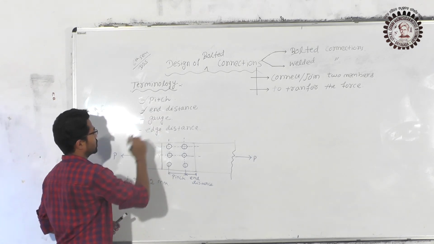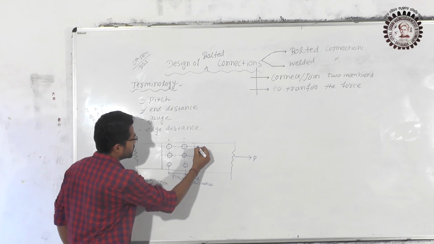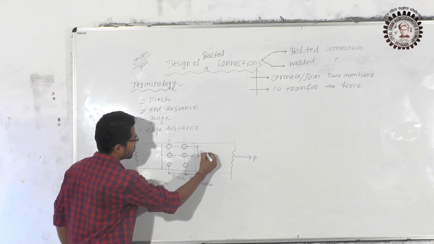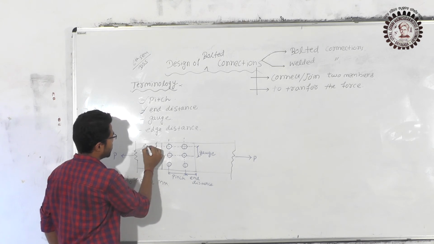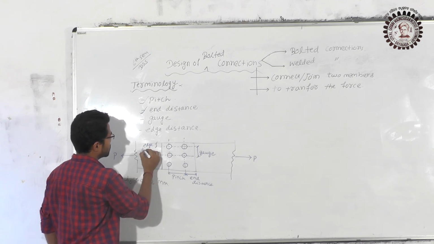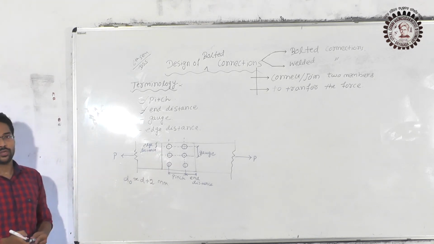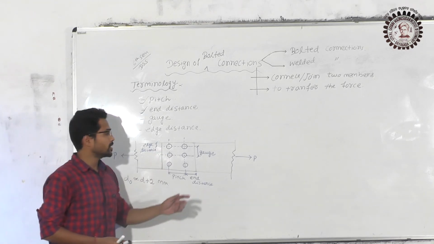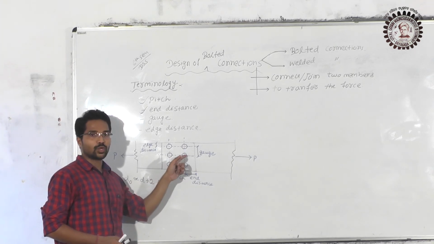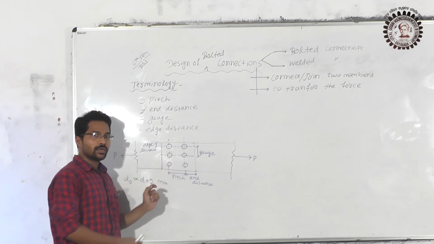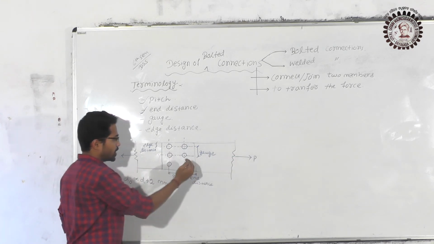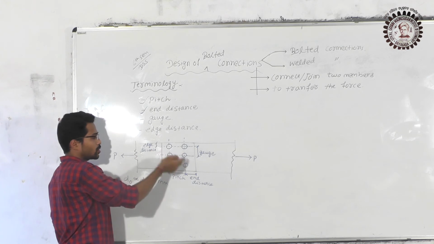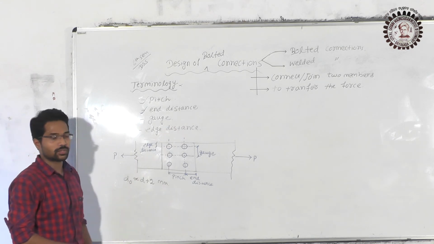Next is your gauge. This distance is your gauge, and this is your edge. So how can you define gauge? Again same thing. It is the center to center of bolt holes measured perpendicular to the direction of force. See, force is applied in this direction and gauge you are measuring in this direction. So perpendicular to the direction of force.